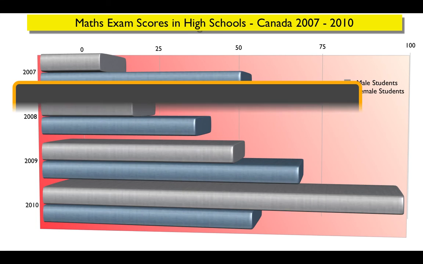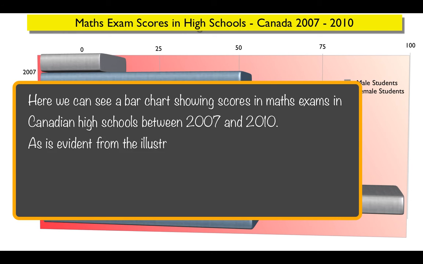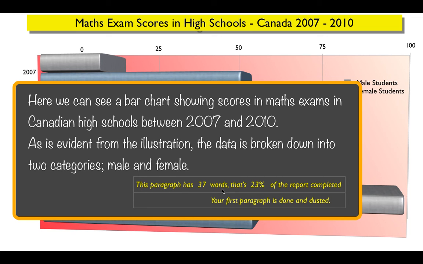So, how can we write a sentence for this? Here we can see a bar chart showing scores in maths exams in Canadian high schools between 2007 and 2010. Full stop. As is evident from the illustration, comma, the data is broken down into two categories, semicolon, male and female, full stop. There you go. Two lovely little sentences. This paragraph has 37 words, so that's 23% of the report completed. And your first paragraph is now done and dusted. Okay, so you need to be able to produce those two sentences.